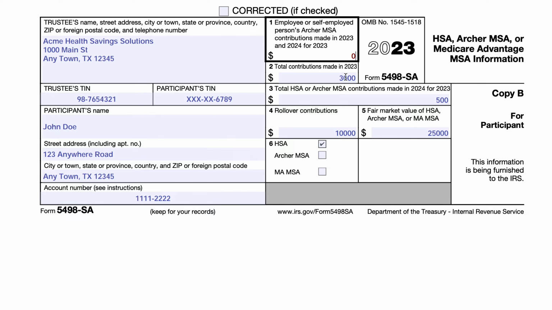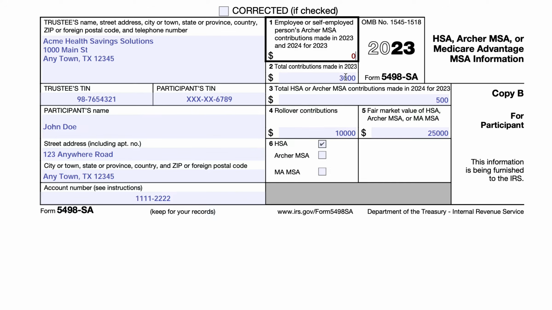Now, an account custodian can also, but is not required to, report any Medicare Advantage MSA contributions. Those are made by the federal government to taxpayers that have a Medicare Advantage MSA or an MA MSA. So that may appear in here. However, the custodian is not required to report that in box 2.